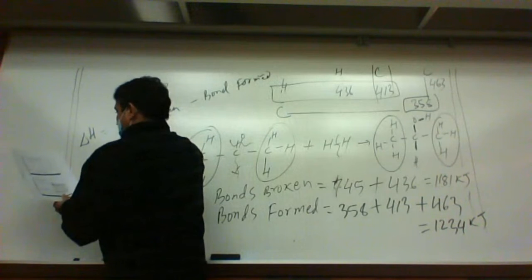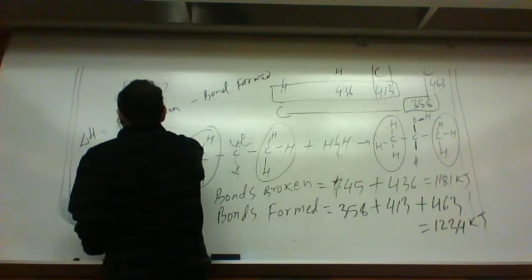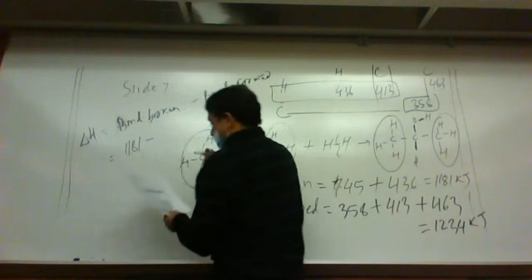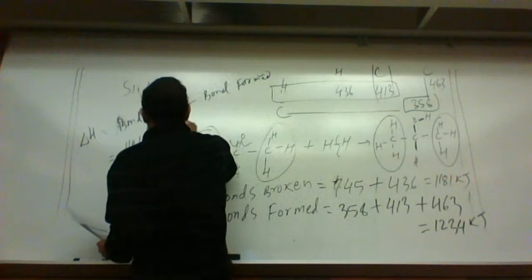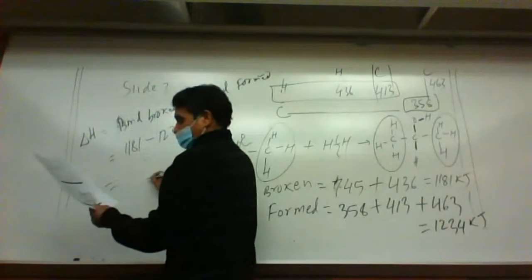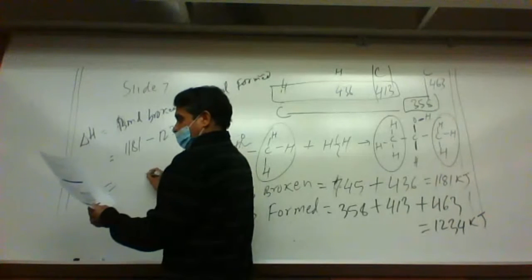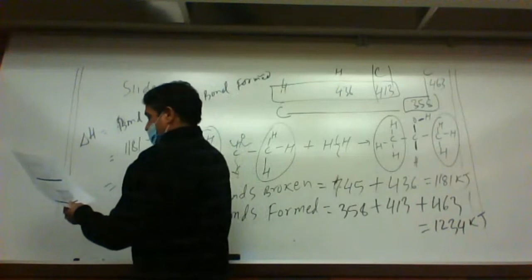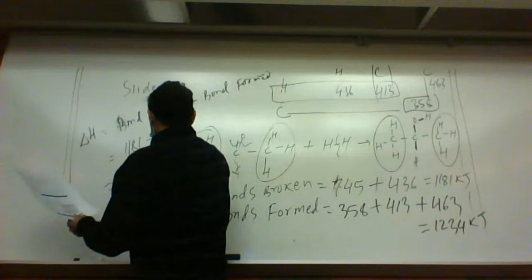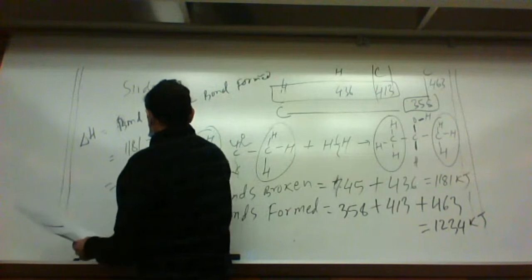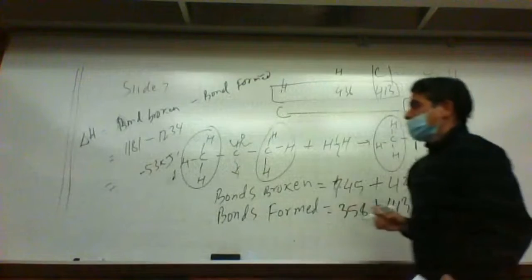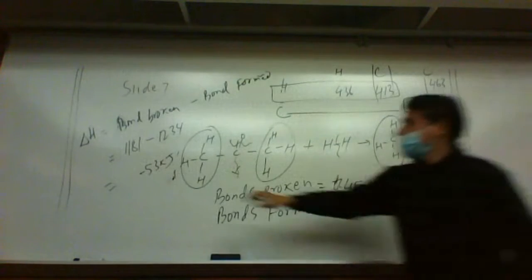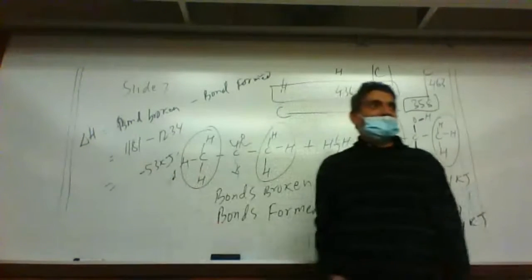So how much is the bond broken energy? That is 1181. And how much is the bond formed energy? That is 1234. And then this gives you a value of minus 53 kilojoule per mole. We just write kilojoule because all the time we are talking in 1 mole terms. So this much energy is the total change.